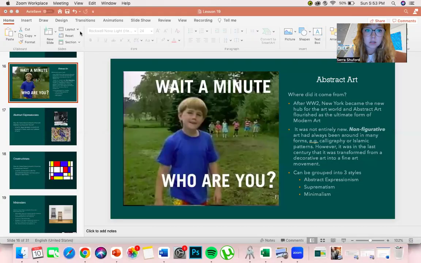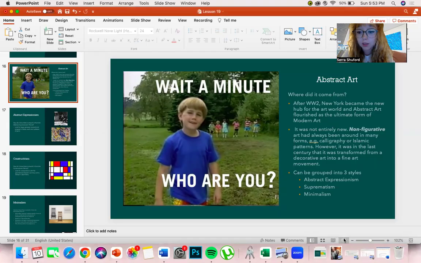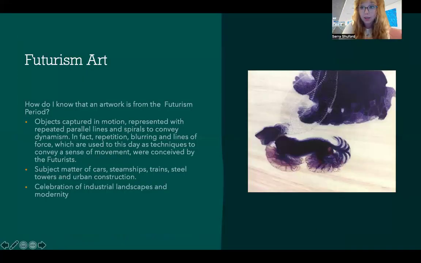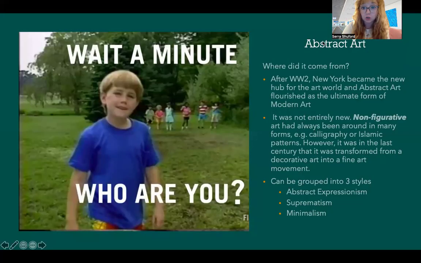Okay. Alrighty, so we left off with abstract art. We had just finished up with futurism. And yeah, let's get into our abstract art.